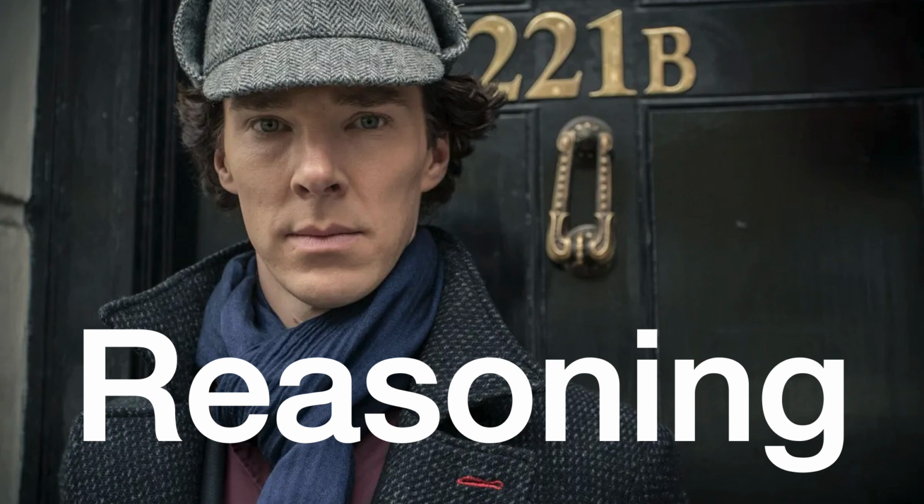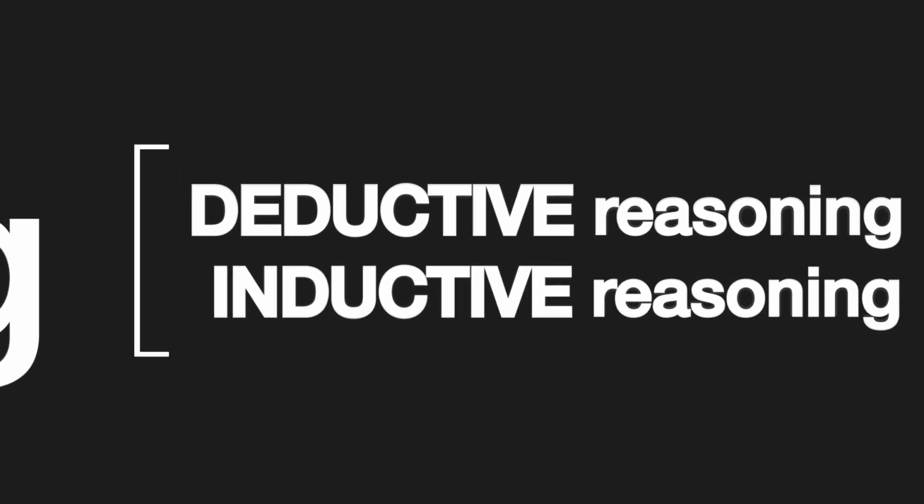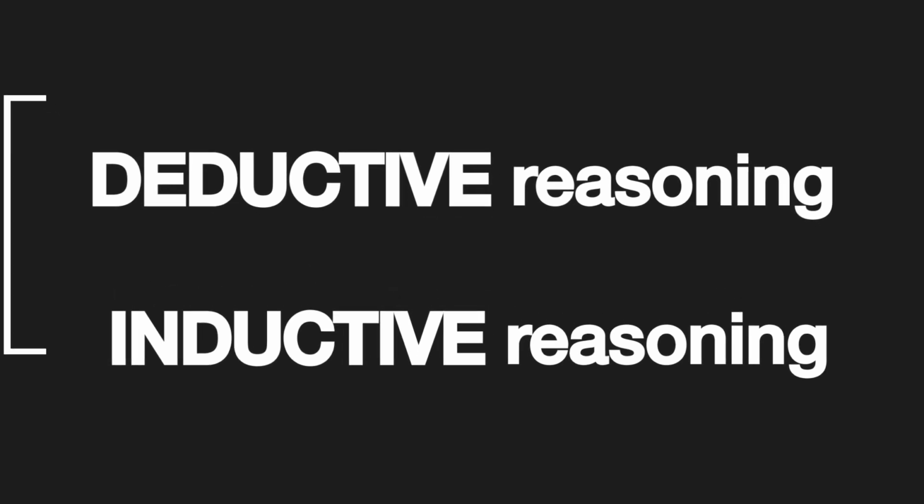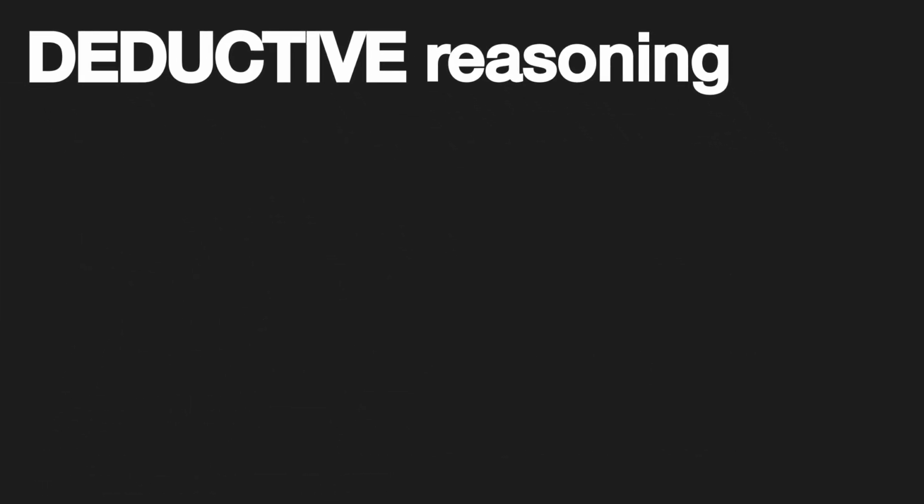Correct, deduction. But this is not deductive reasoning. So let me give you a primer on our current understanding of reasoning from the philosophy of science. There are two main types of reasoning: deductive reasoning and inductive reasoning. What's our modern description of deductive reasoning? Deductive reasoning is an argument in which the premises guarantee the conclusion.